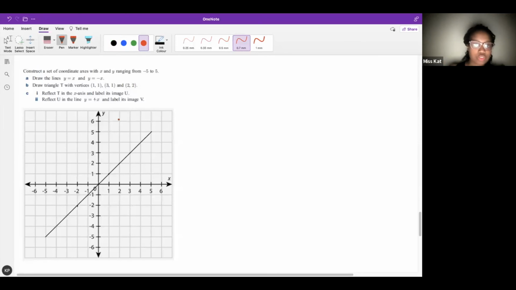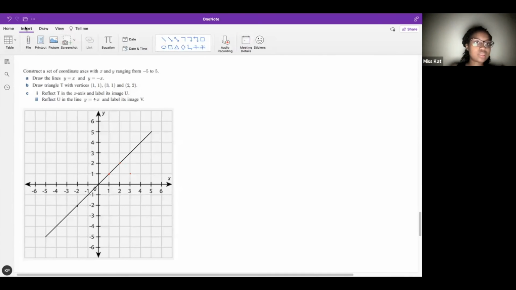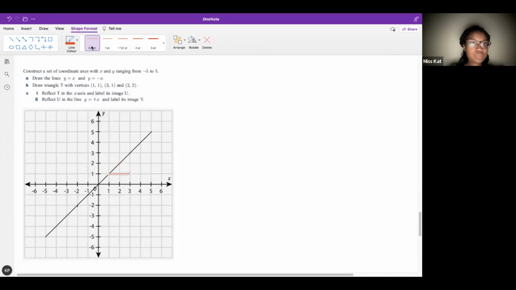Now let's plot it. So the first one is at 1 and 1. So there's my first point. The next one is at 3 and 1. So there's my next point. And my last one is at 2 and 2. So 2 of these points are actually on the line y equals x. So let's draw our triangle.